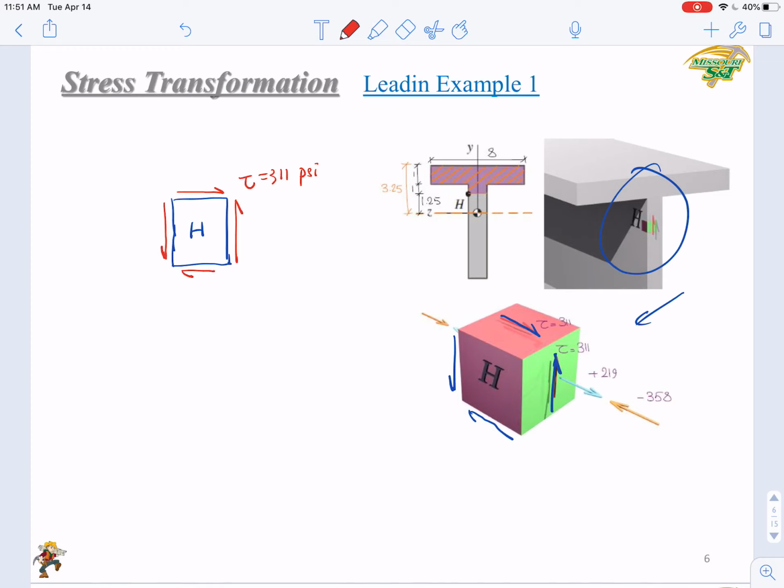So then the overall stress, as we calculated here, this tension and compression, the resultant will be a negative 139 psi. So along the x direction, we have a normal stress of negative 139 psi. Okay, so this is a two-dimensional stress element at point H.